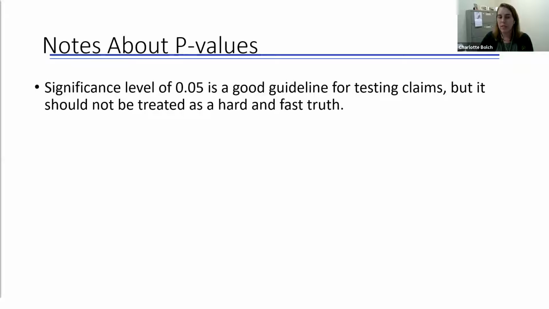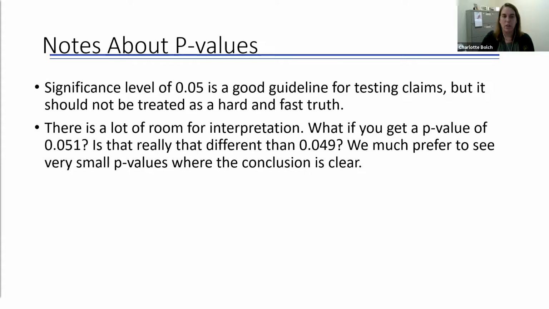And so a significance level of 0.05 is a good guideline that's come up throughout the research for testing claims, but it shouldn't necessarily be treated as a hard and fast truth. So there's a lot of room for interpretation. If we get a p-value of 0.051, is that really different than 0.049? So we much rather prefer to see very small p-values where the conclusions are clear.